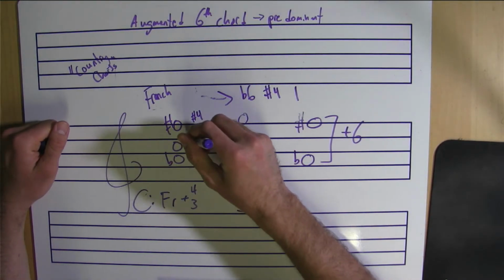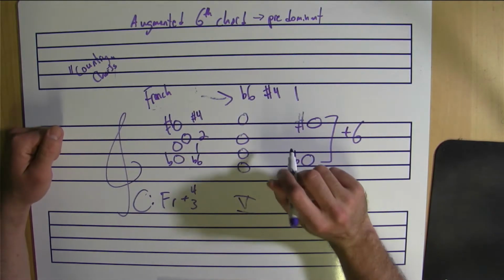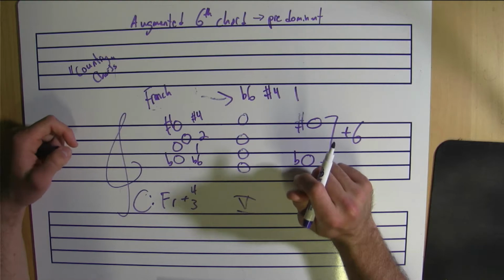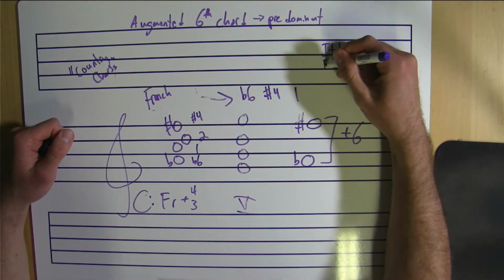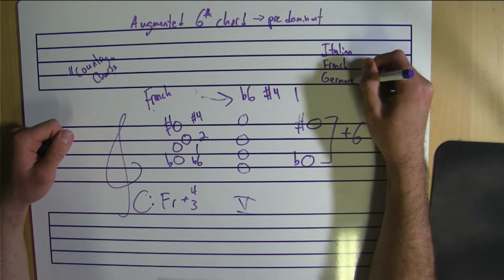The root being D. D, F sharp, A flat, and C. So that's kind of cool, I think. All right, so we have the Italian augmented 6th. We have the French. And we have the German augmented 6th.